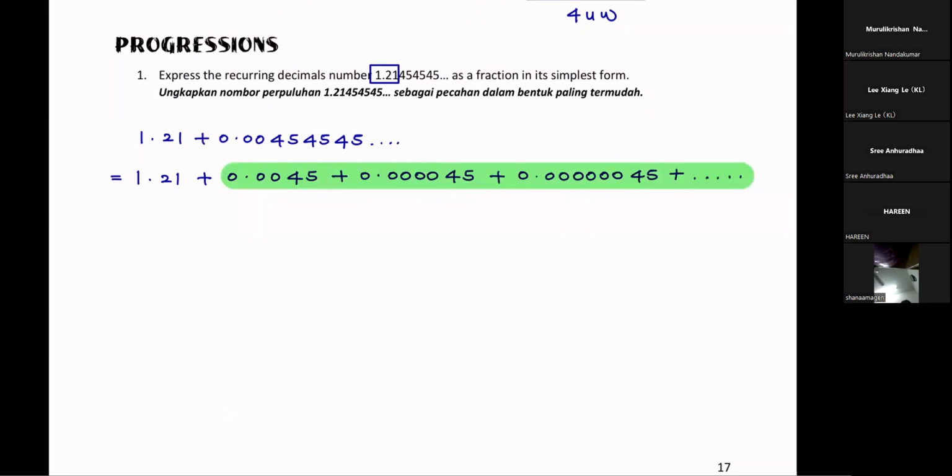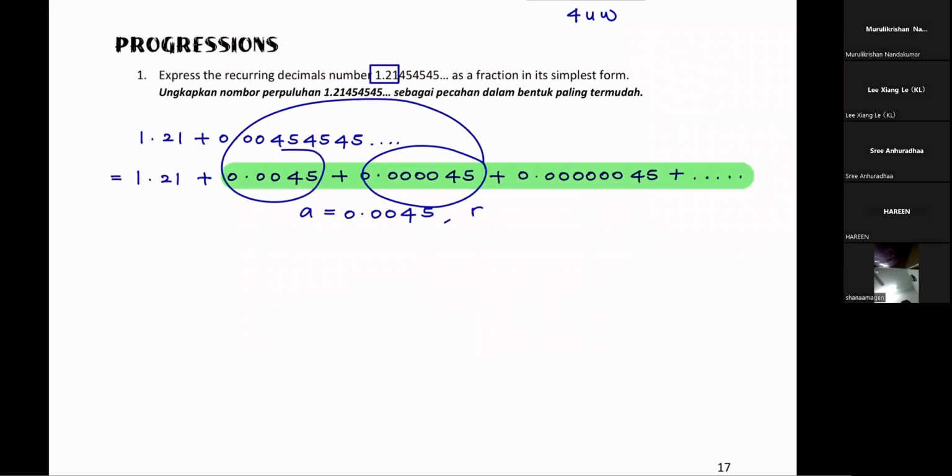Okay. From here, I can get two things. The A is 0.0045. What is the R? Anybody help me in the R? You know how to get R? You ambil ni, bahagi dekat depan ni lah. What's R? I know your brain is exhausted, right? No problem. 1 over 100 or 0.01 lah. Easy, right? Okay, I can use the formula of infinity.